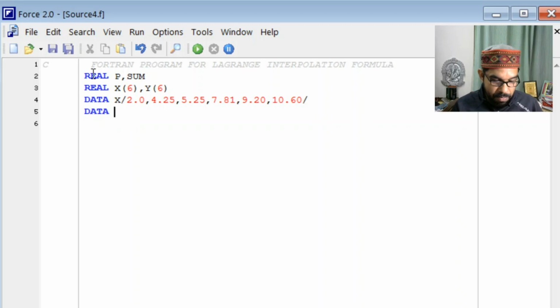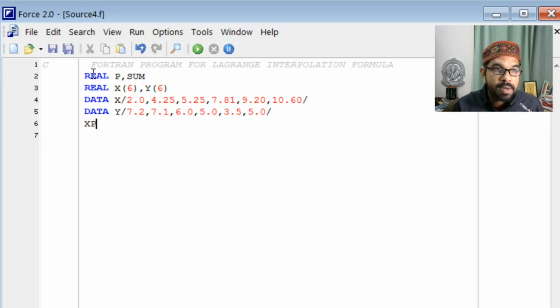Now let us enter values of y. Let them be, corresponding to 2, the value 7.2. And for 4.25, the value is 7.1. For 5.25, the value is 6.0. At 7.81, the value is 5.0, and then it's 3.5, and the last value is again 5.0. So these are the 6 values corresponding to x.